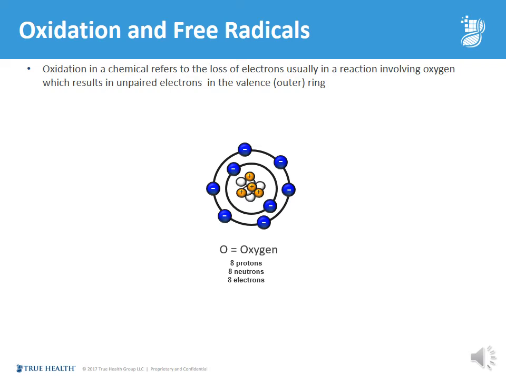Next, let's talk about oxidation and free radicals. In the center of the graphic, you see the oxygen molecule. And notice there are 8 electrons, 6 of which are in the outer valence ring and 2 in the inner ring. And it's the electrons in the outer ring that are available to interact with other atoms. Oxidation in a chemical simply refers to the loss of electrons, usually in a reaction involving oxygen, but other molecules can do this. And it results in unpaired electrons in the valence or outer ring.